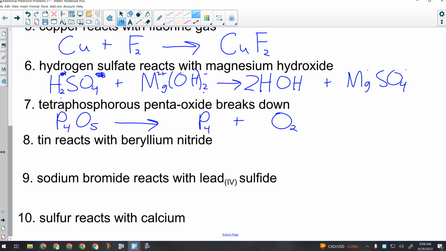P4 and O2. Phosphorus is already balanced, so it looks like I have to fix the oxygens. I have 5 on this side and 2 on that side. How am I going to balance that? Put a 2 in front of the molecular compound and 5 in front of the oxygen. The lowest common multiple of 5 and 2 is 10. That's what you're looking for when you're balancing. So 2 times 5 is 10, 5 times 2 is 10, but that 2 I just put in front of tetraphosphorus pentaoxide also applies to the phosphorus, so there are now 8 of those, so a 2 needs to go here to ensure that those are also balanced.